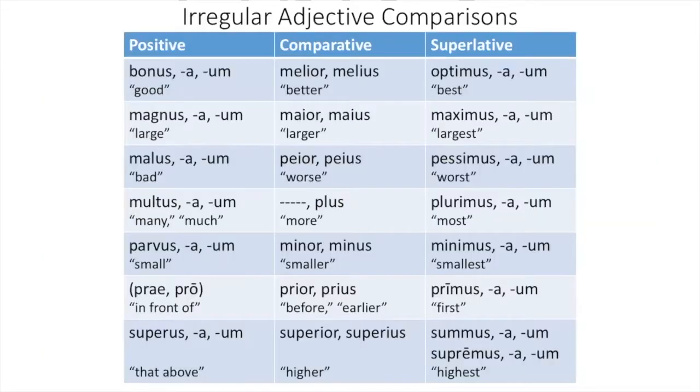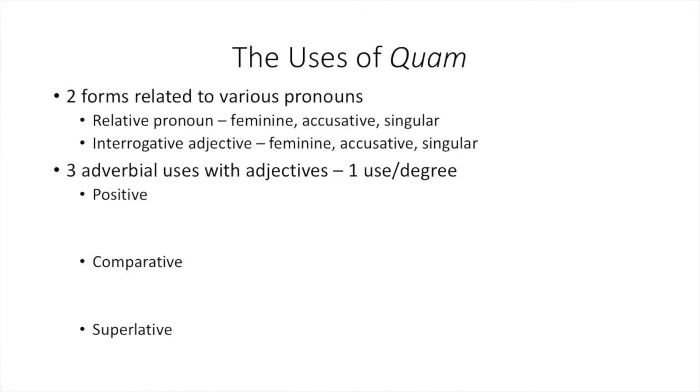Then it also works with our irregular comparisons of adjectives. So this list of 6 adjectives and 1 preposition that has comparative and superlative forms. So all of these 3 uses of quam are adverbial, and they deal with the different degrees of adjectives.